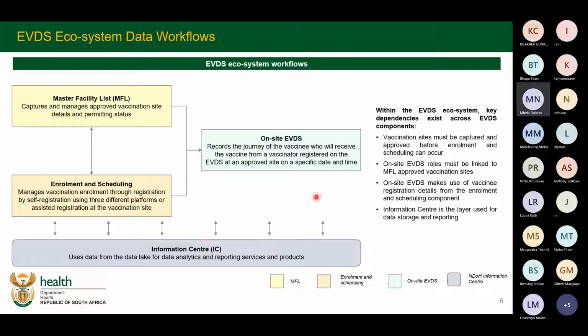Overall, we can say that within the EVDS ecosystem, key dependencies exist across the components. Vaccination sites must be captured and approved before enrollment and scheduling can occur. On-site EVDS roles must be linked to MFL-approved vaccination sites. On-site EVDS makes use of vaccine registration details from the enrollment and scheduling component. And the information center is the layer that is used for data storage and reporting.